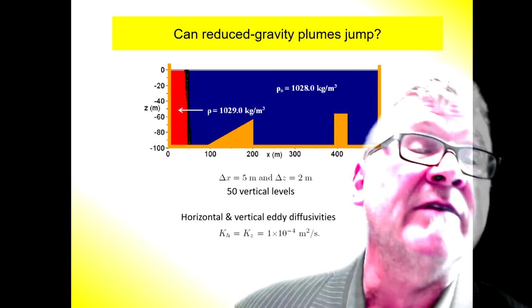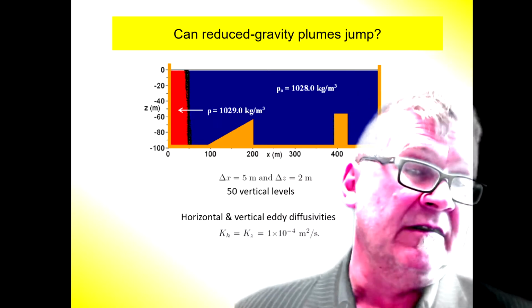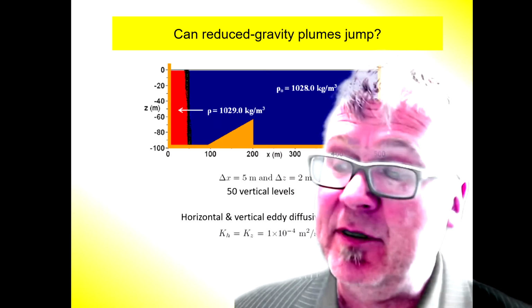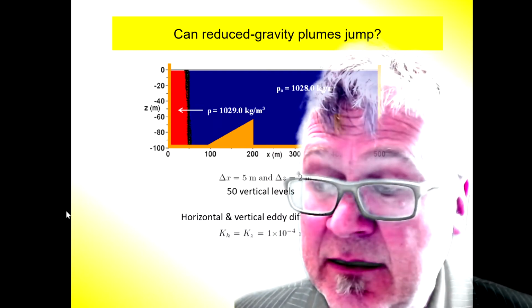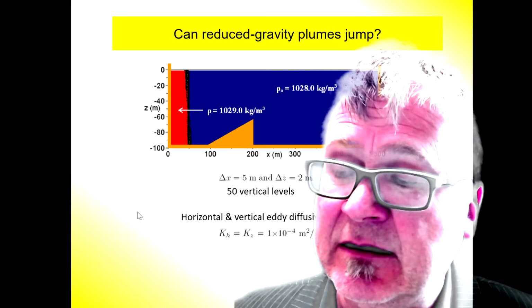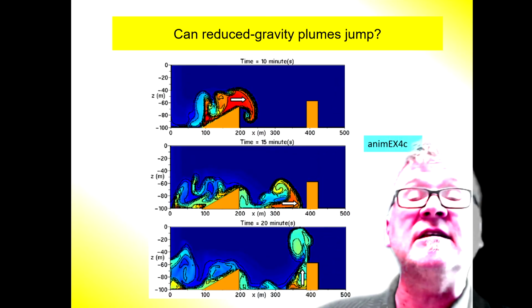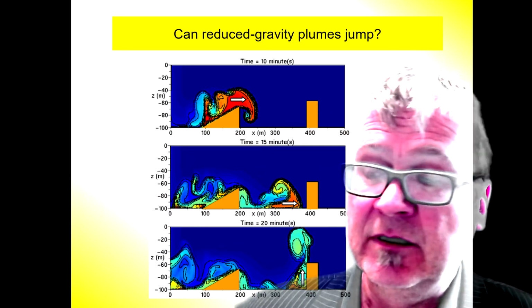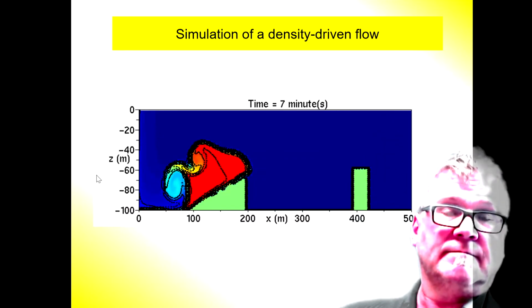So the question that I ask now is, can reduced gravity plumes, a different name for these flows, can they jump? And let's have a look at the simulation. No, these are the snapshots, and you can see that they can actually jump. Let's have a look at the simulation. Simulation coming now.